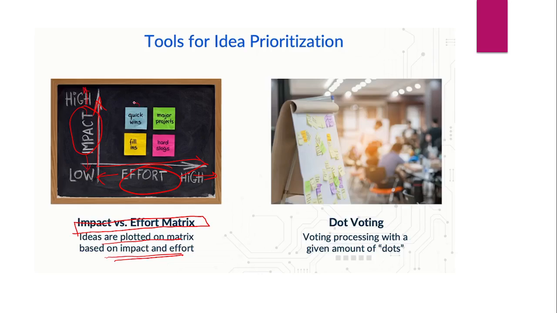Now you can see quick wins. For quick wins, you put in more effort, and only then will the impact be greater. For major projects, you have to put in more effort, and only then are you able to create the impact. So likewise, you have to plot the ideas in the impact and effort matrix for the idea prioritization process.